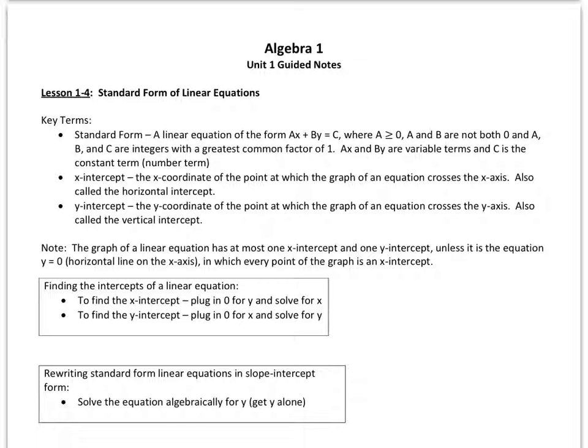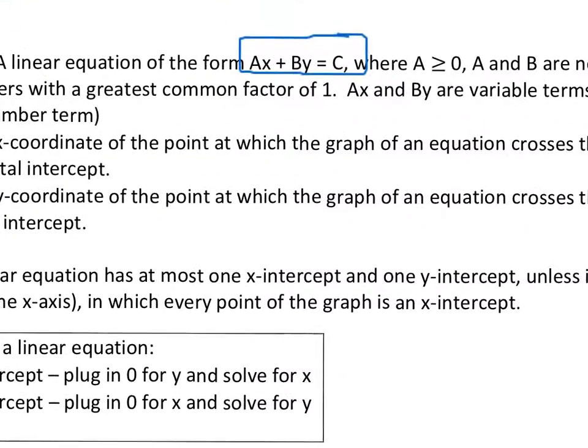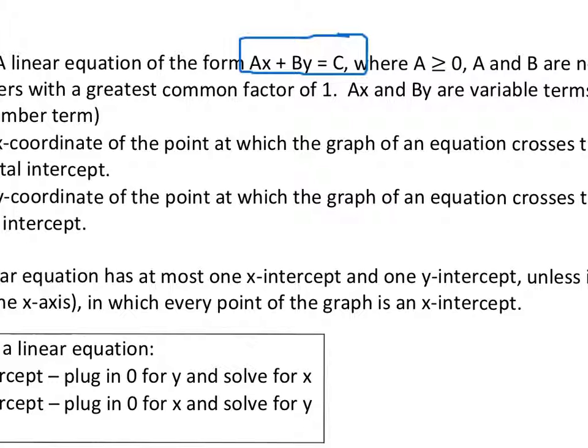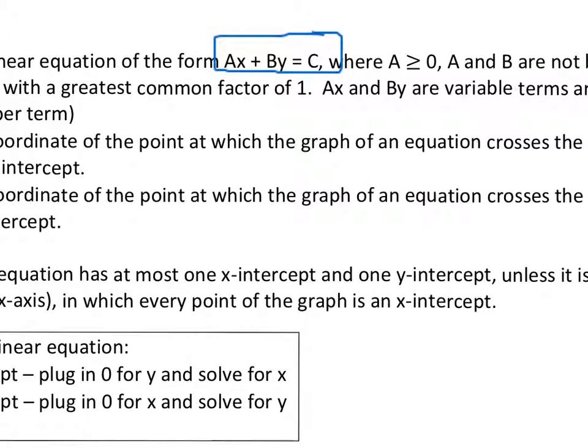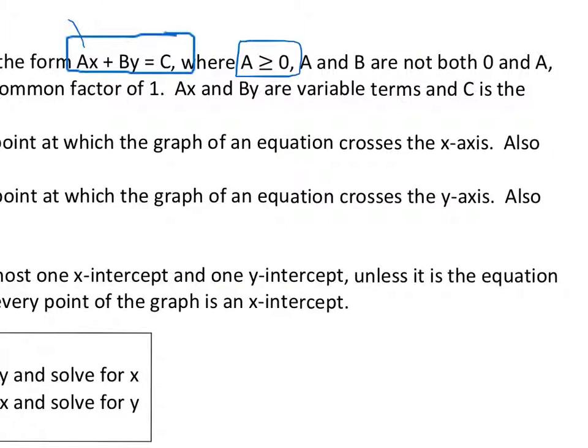Lesson 1.4, Standard Form of Linear Equations. Standard form requires that we meet certain criteria. We have the x variable and the y variable on the same side of an equation, and A must be positive. So this one right here has to be a positive number. And also, A and B are not both 0, so they have to be actually numbers.